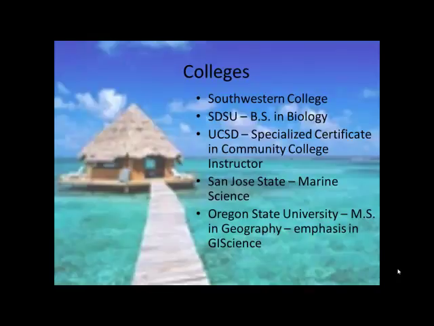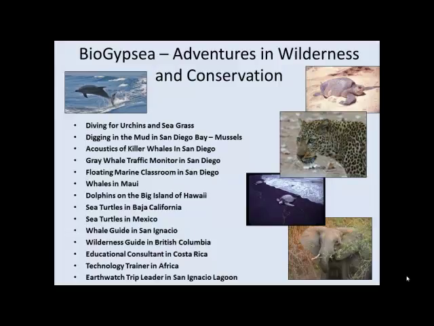So just to show you that I do have quite a lot of background as a student, I did begin my college career at Southwestern College. I transferred to San Diego State University and got a degree in biology. I have some work at UCSD on how to be a community college instructor. I also studied at San Jose State for marine science and Oregon State University for geography. My specialty is GI science, which is geographic information science, and I specialize in making maps.